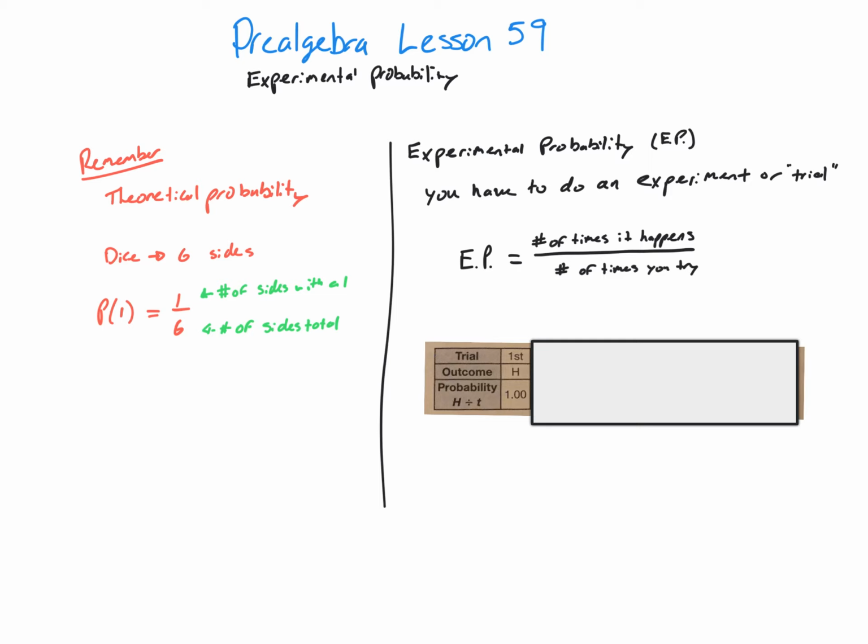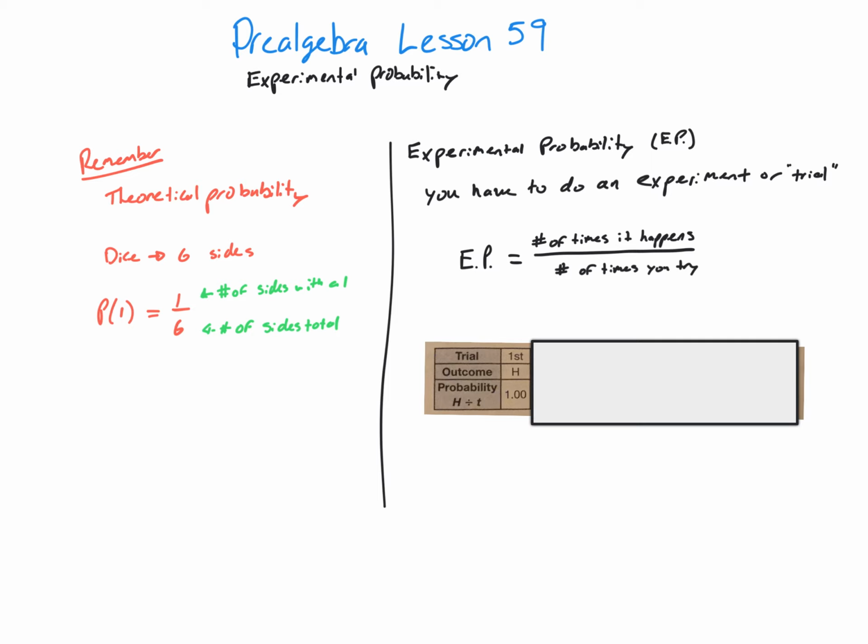Now, before we jump into experimental probability, let's remember what theoretical probability is. Remember, theoretical probability is when you just look at numbers only. So, for instance, on a dice, there's 6 sides, and one of them has a 1. So if I want to find the probability of finding a 1, there's one side that has a 1 on it, and there's 6 sides, so it would be 1 out of 6.